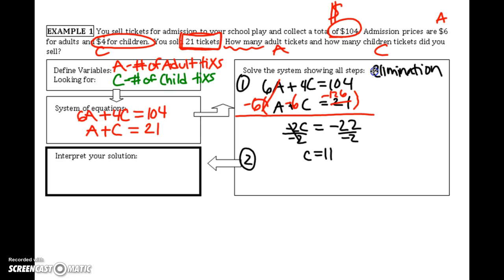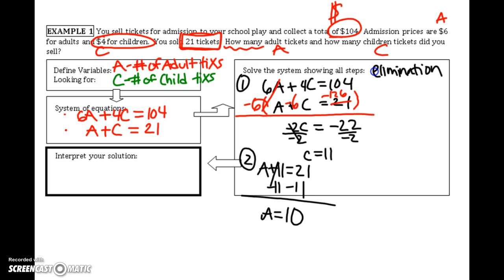Now, to find the number of adult tickets, I can plug in C. It doesn't matter into either one. I can plug into A plus C equals 21, or the first one. That one's easier, so I'm just going to plug that in. A plus 11 equals 21. I subtract 11 from both sides. Okay, A is equal to 10.